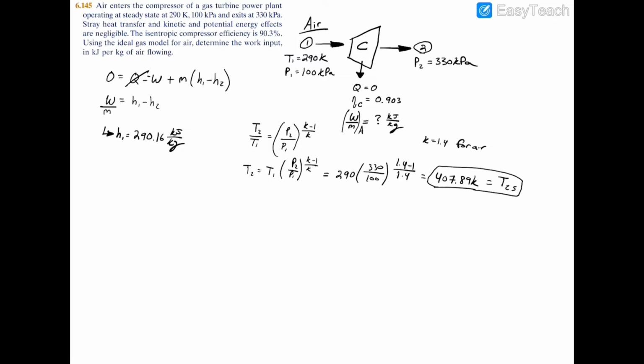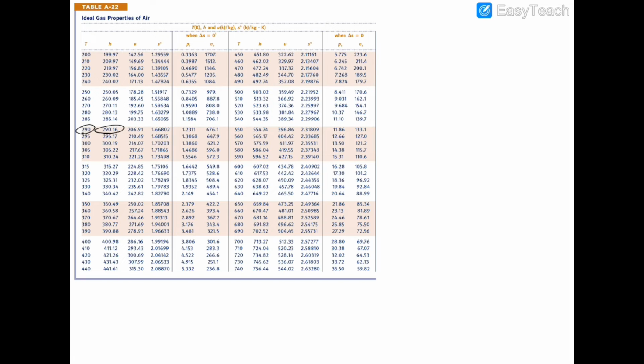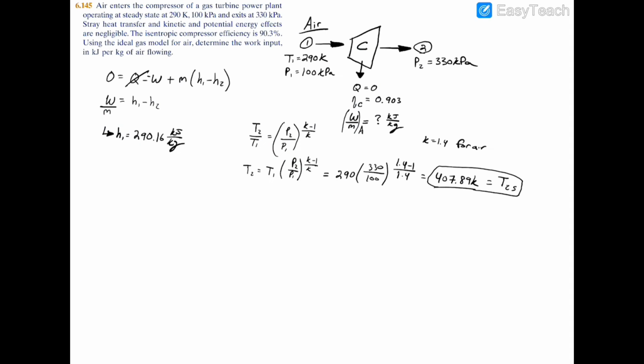But because it's not actually an isentropic process, we're going to have to use this number to find our isentropic enthalpy, or our ideal enthalpy if there were no irreversibilities. So let's do that now. At our ideal outlet temperature of 407.89 Kelvin, we have 400 and 410 on the property table to choose from, so it'll be somewhere between these two numbers. Using linear interpolation, H2S, the isentropic enthalpy at the exit, equals 408.98 kilojoules per kilogram. Once again, that's the ideal enthalpy at the exit. You're not going to actually see that in real life because we have irreversibilities such as friction in a compressor.